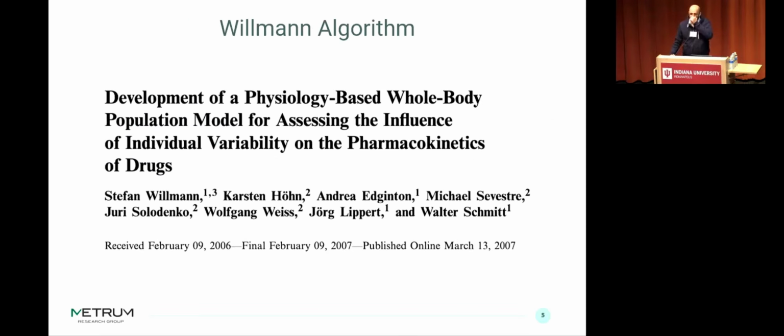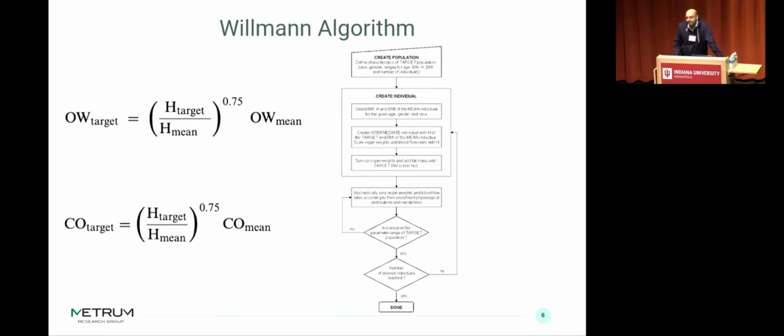Okay, so how do we create this? What do we condition this on? There are different ways. One way is published in this paper by Willmann et al. in 2007. And basically what they did is develop an algorithm that would generate these physiological parameters, or these volumes, and cardiac output. Cardiac output is used to calculate the blood flows as fractions of the cardiac output, okay? So what they used is that they scaled this based on height, okay?